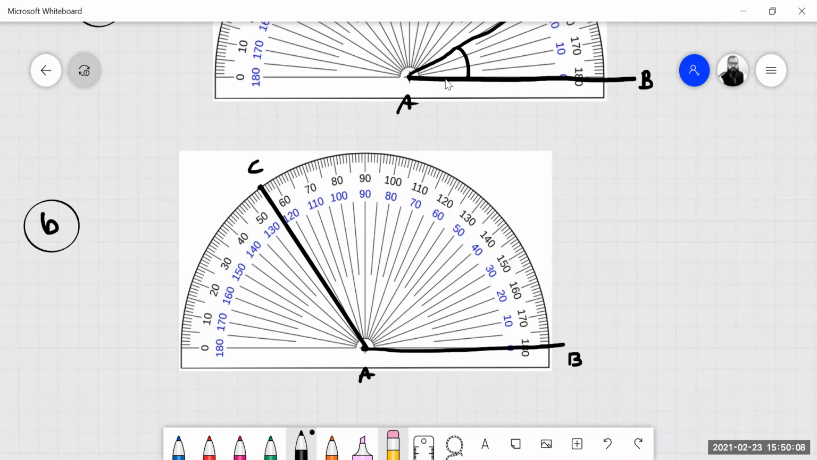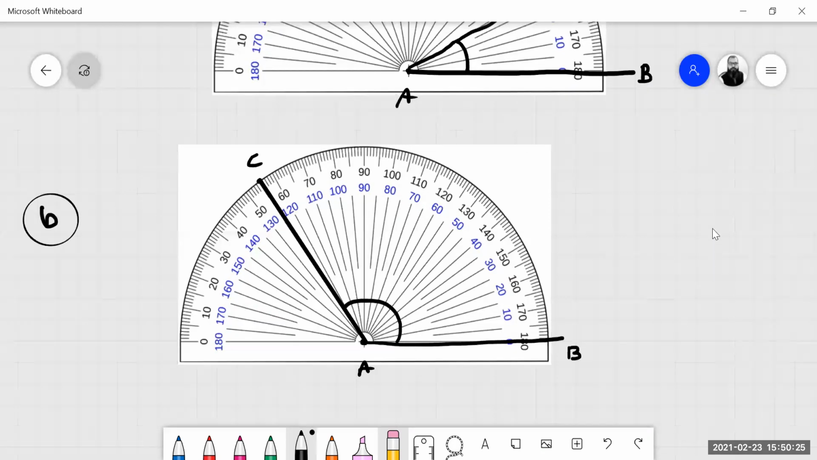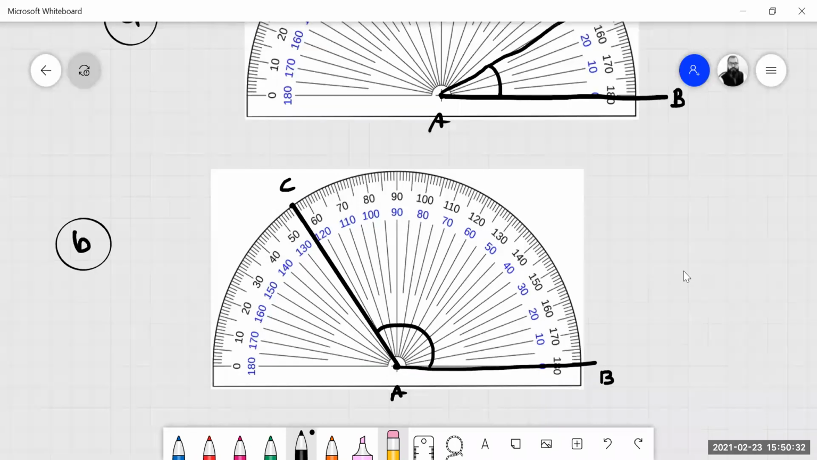This angle is from here to here, 125. I am counting this blue scale: 0, 10, 20, 30, like this. Okay, the last thing. Okay, it is 125. Any confusion? No. It was 125, the answer.